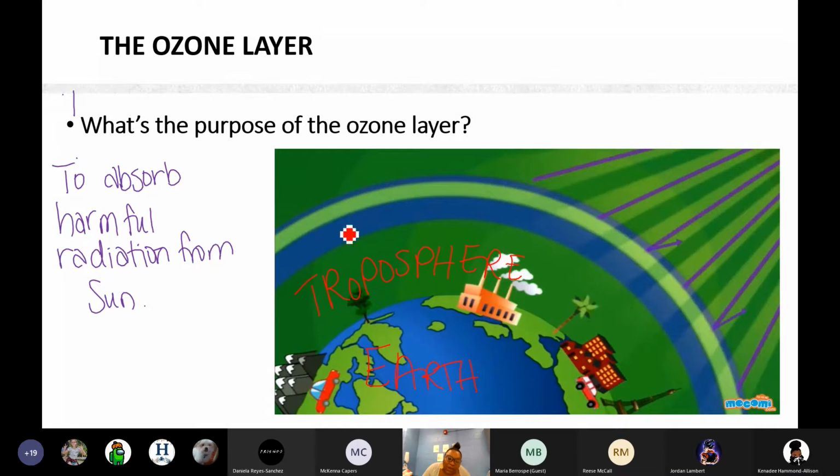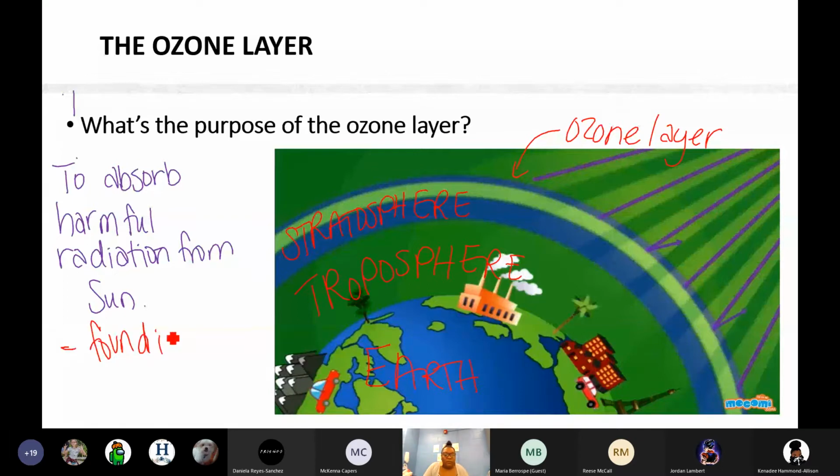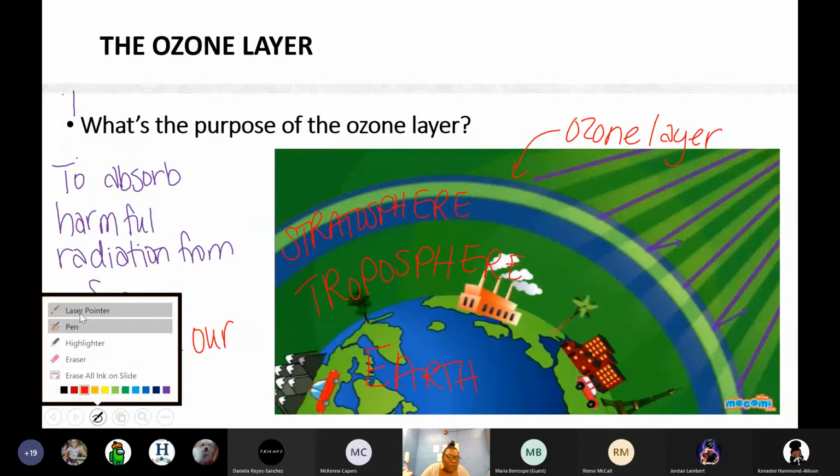And the blue and green layers here are our stratosphere. It's important for us to know, and we're going to add this to our notes, that the upper part of our stratosphere is where our ozone layer is found. So we want to make sure we write that in our notes too. The ozone layer is found in the stratosphere, in the upper parts of our stratosphere.